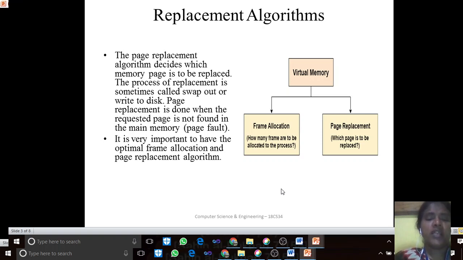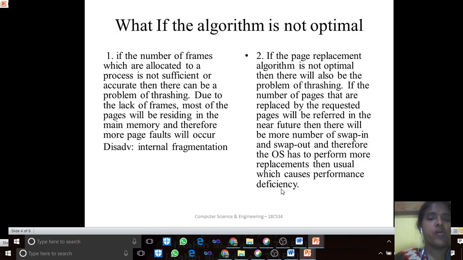Page fault. It is very important to have optimal frame allocation and a page replacement algorithm. In virtual memory, we can see it should have frame allocation as well as page replacement. Now, in frame allocation, how many frames are to be allocated to the process is a question. You need to discuss this. Now, which page is to be replaced is also a question.